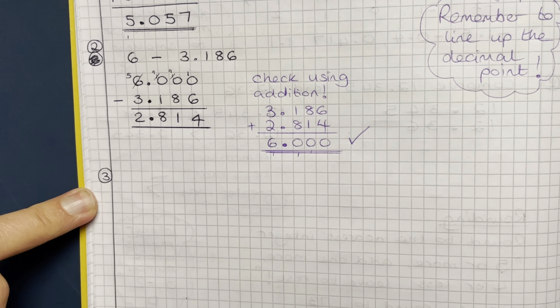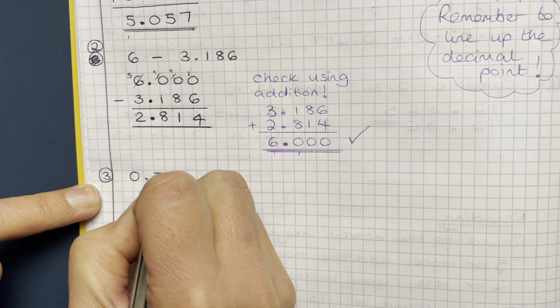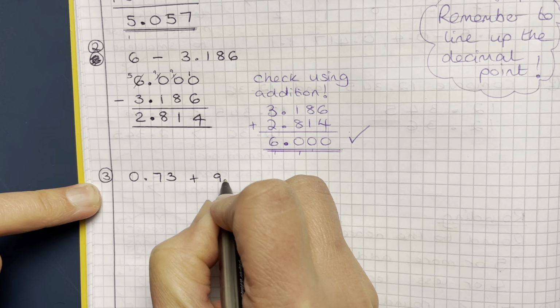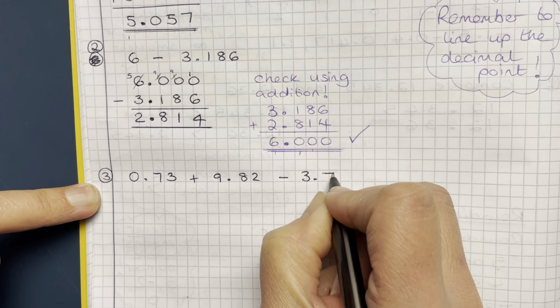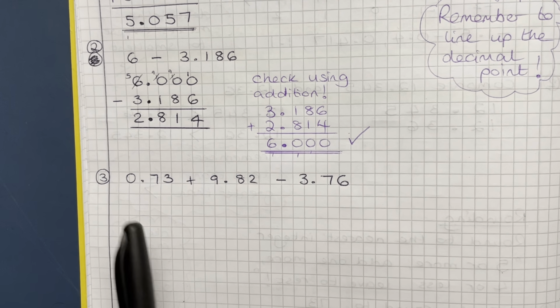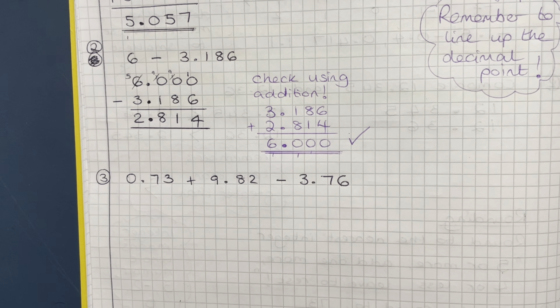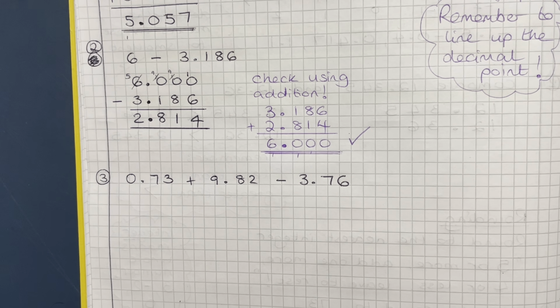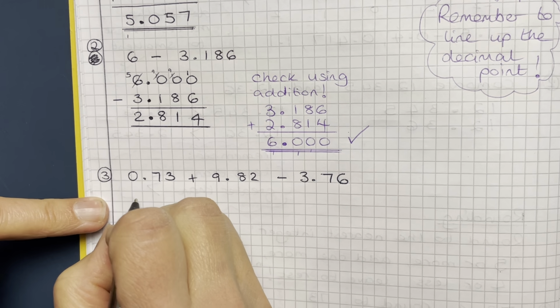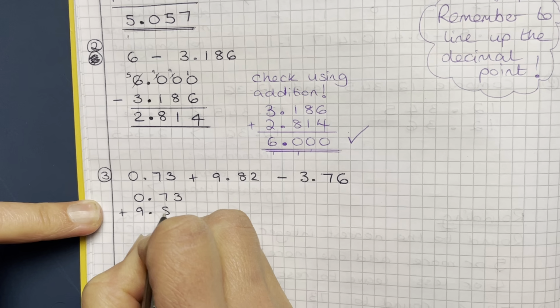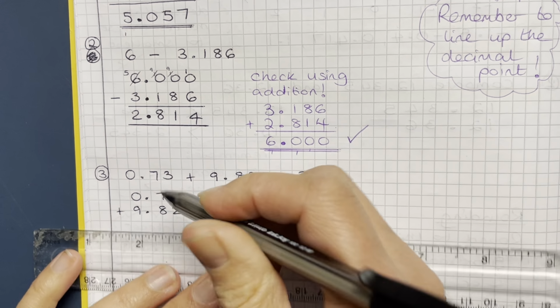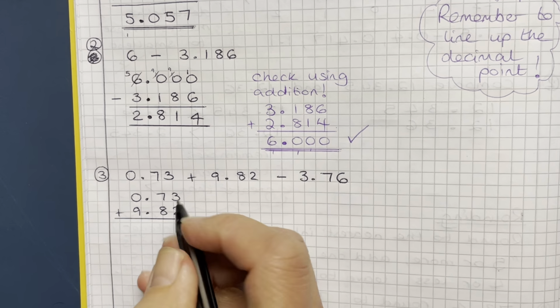Question 3. I've got 0.73. We're adding 9.82 and we're subtracting 3.76. Remember, with our order of operations, addition and subtraction are of equal importance, so we work from left to right. So we're going to do the addition bit first. 0.73 plus 9.82. Same thing, column method, nice and straightforward.